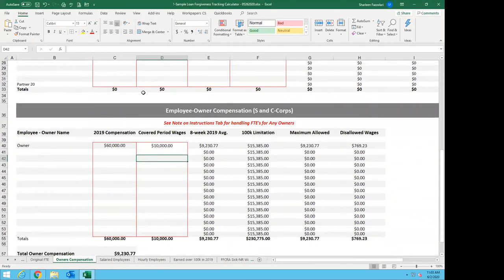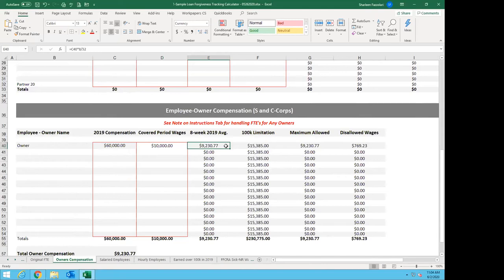And then this here is a new section in our calculator for owners for S Corps and C Corps within their compensation. You'll need to put in the 2019 compensation for each owner, as well as the wages during that covered 8-week period. There's a calculation here for the 8/52 of 2019. And then there's also the 100,000 limitation. So it will take the lower of the covered period wages or the 8-week 2019 average, which was new when the application was released. So it's the lower of the two with a maximum of that 15,385, which equates to the 100,000 annual limit.